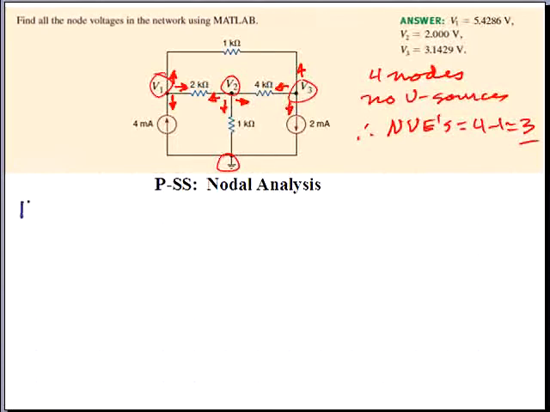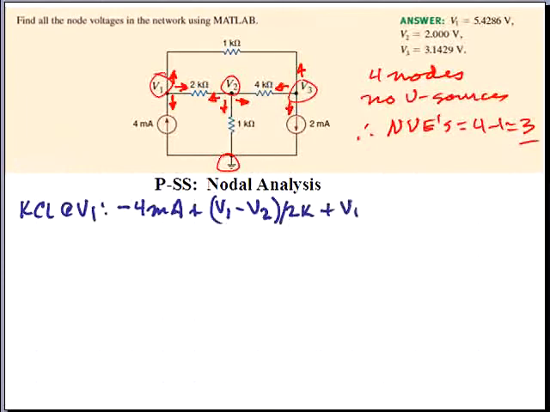So if we look at KCL at the node V1, and sum those currents flowing away from the node being positive, we have minus 4 milliamps plus (V1 minus V2) divided by 2K plus (V1 minus V3) divided by 1K is equal to 0.